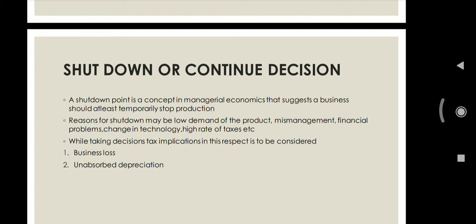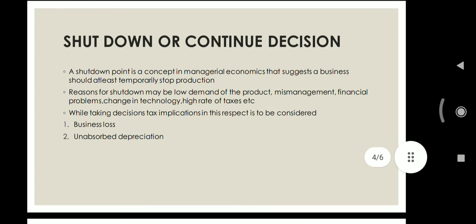There are two cases, business loss and unabsorbed depreciation. In business loss, if the business has been discontinued, the loss can be carried forward and set off against profits and gains of business or profession. Then unabsorbed depreciation. If the business has been discontinued, the unabsorbed depreciation can be set off against income from business or profession, and carried forward and set off for an indefinite period whether the business is carried on or discontinued.